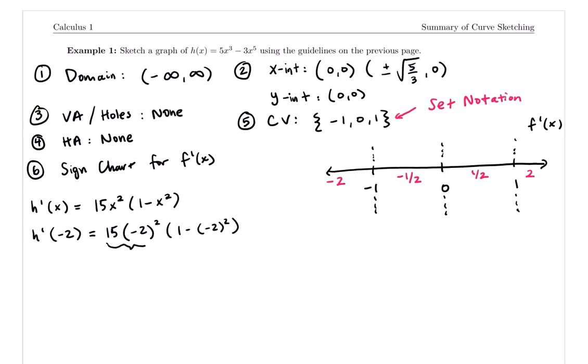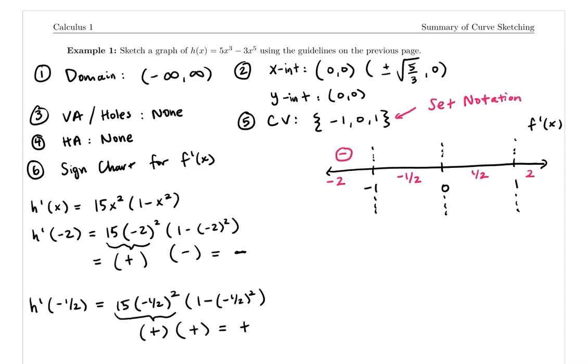Okay, so this is going to become positive, and then let's see, -2 squared is 4, so that's going to be 1 minus 4, so that will be a negative number. So if I have a positive times a negative, that is going to come out to be negative. So here I will put negative, and I'm going to do something similar for the remaining test values.